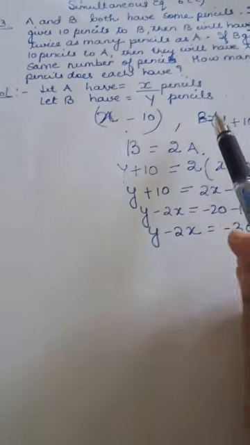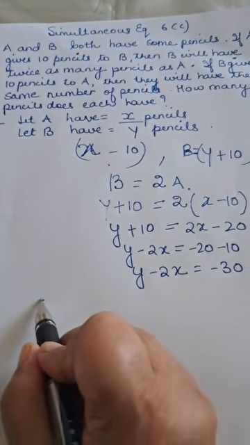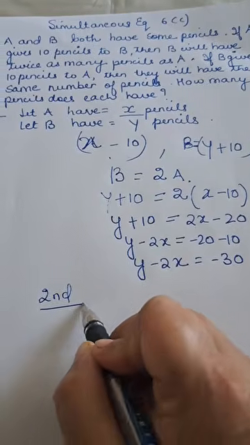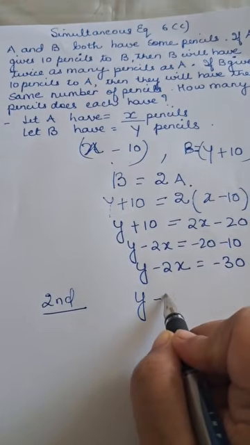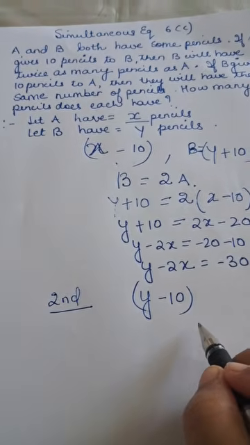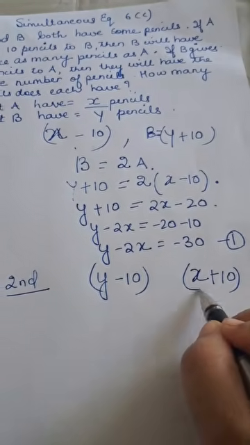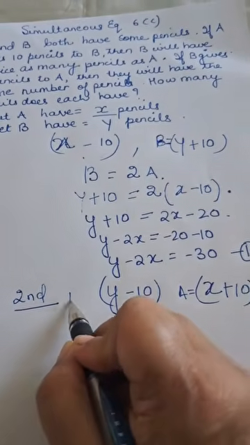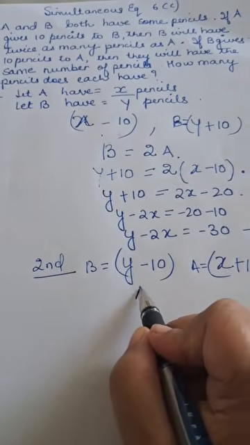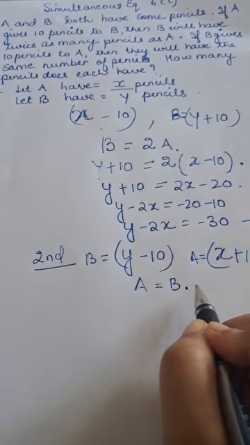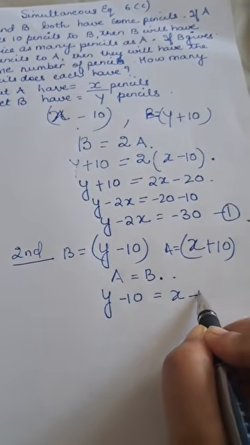Now the second information. If B gives 10 pencils to A, now the second case, B has 10 pencils less, Y minus 10, and A has 10 pencils more, that is X plus 10. This is A's pencils and this is B's pencils. They will have the same number of pencils. That means A's pencils will be equal to B's pencils. That means Y minus 10 is equal to X plus 10.